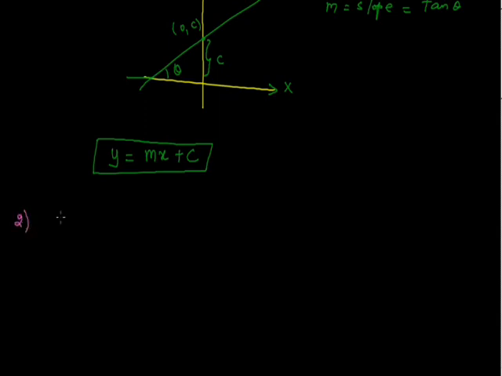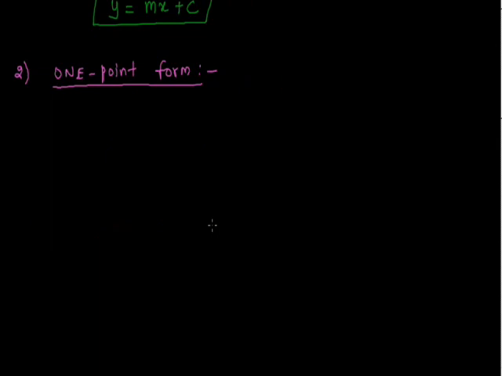Our next form is one point form. Means in this form, a point is given from which a line is passing through, and the slope of the line will be given.